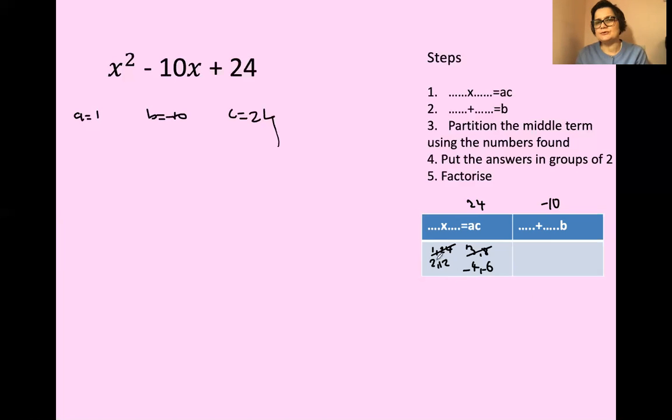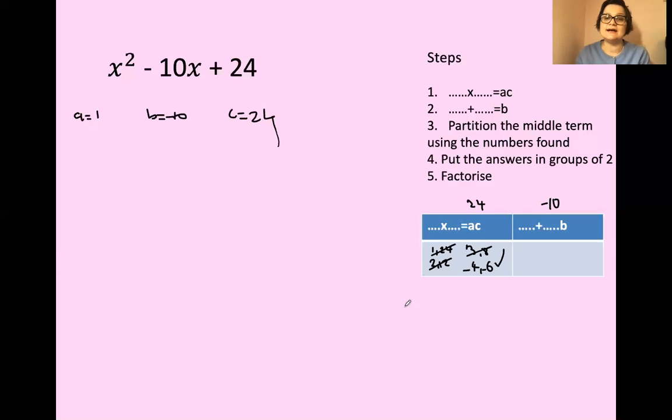Now, let's have a look at 2 and 12. 2 times 12 is 24. Now, we know that 2 minus 12 might give minus 8. But actually, if I multiply 2 and minus 12, the answer is going to be minus 24. So 2 and 12 cannot be the factors that I need. So you see, minus 4 and minus 6 are the right factors, because if I multiply them together, the answer is going to be positive 24. And if I add, the answer is going to be minus 10.